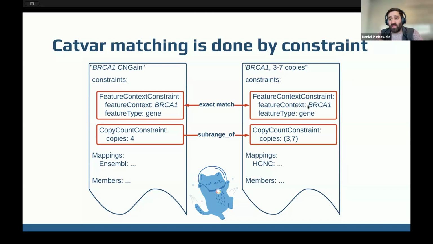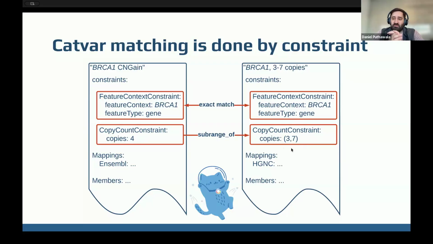So you know that they're talking about the exact same region of the genome. They're talking about the same feature. Cool. What about the next one? Well, we have a copy count constraint here that's talking about a copy change. And here it's just saying we're talking about exactly 4 copies that were observed. What this pertains to, well, the second variant is talking about a range of copies from 3 to 7.